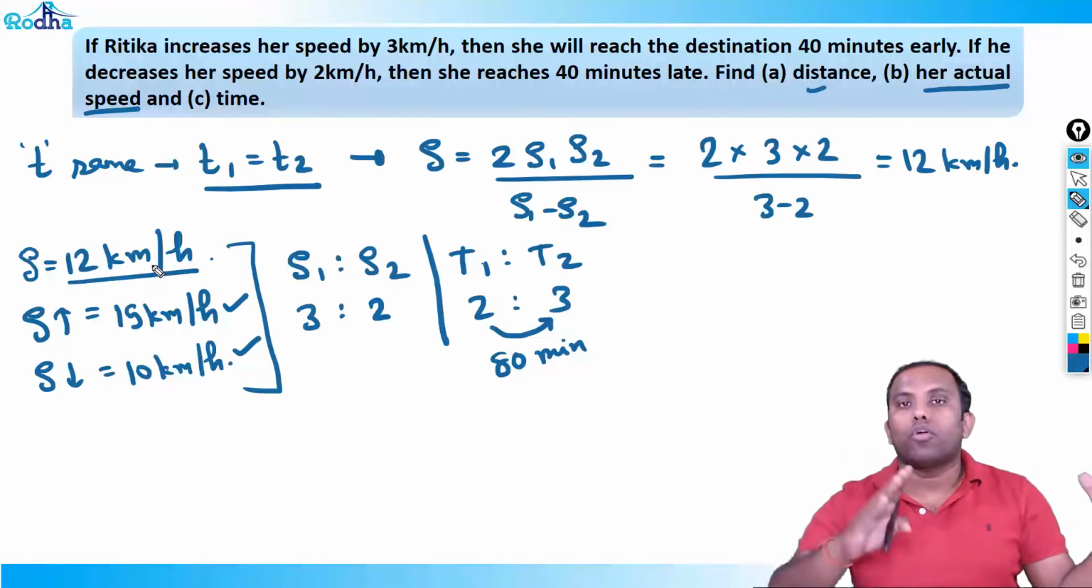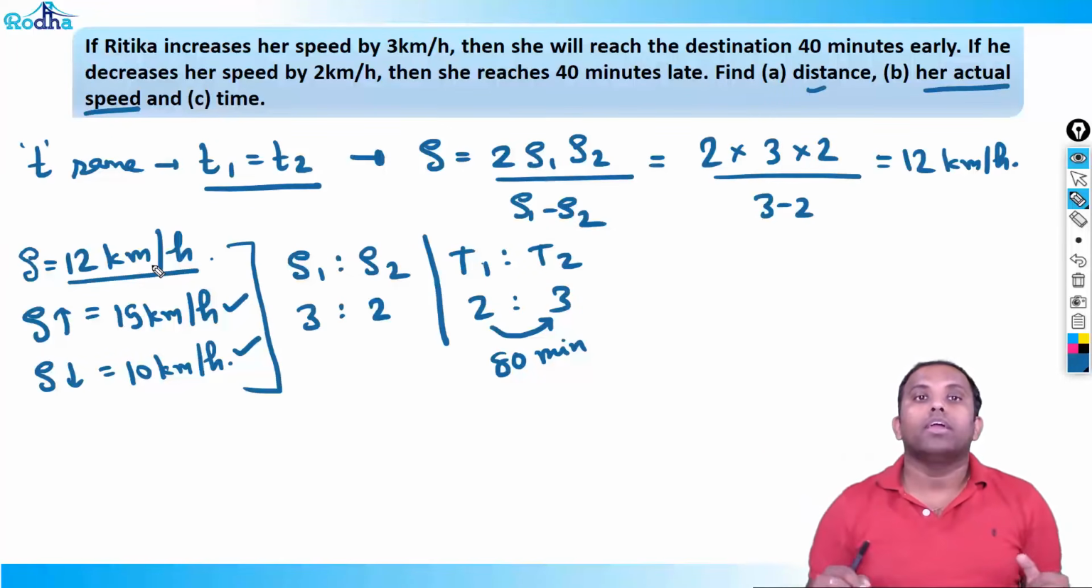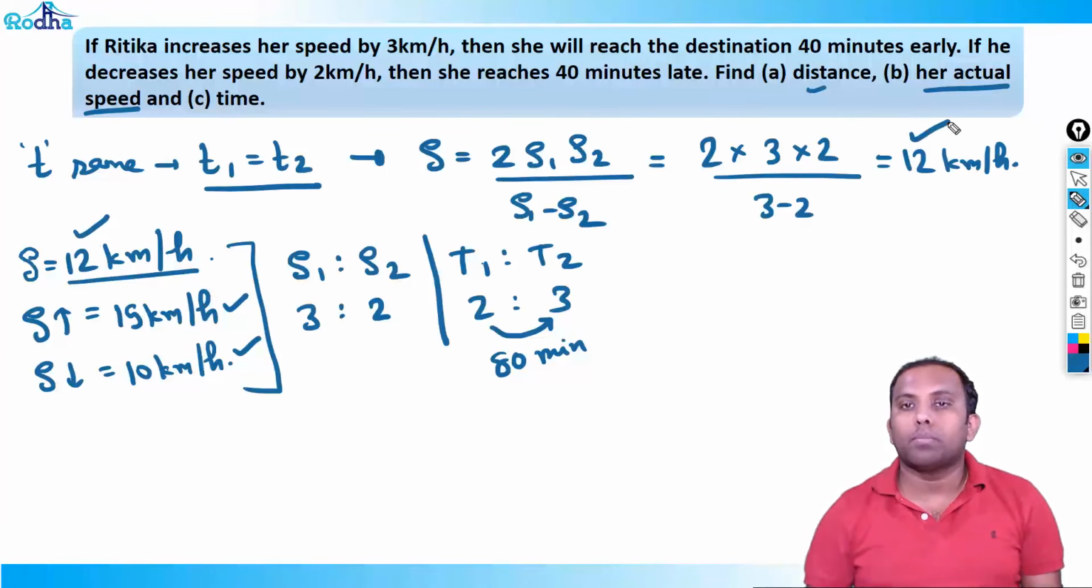What is the difference? 40 plus 40, 80 minutes. Okay, and where do this 15 and 10 come from? Because you got the actual speed as 12 kilometer per hour. So in that case, what is the increased speed? Ritika increased her speed by 3 kilometer per hour, so it becomes 15. And in the second case, she decreased her speed by 2 kilometer per hour, so 12 minus 2, it became 10.